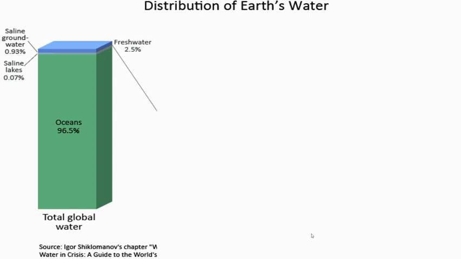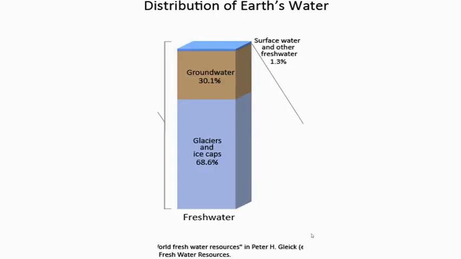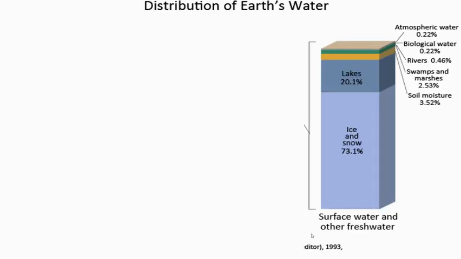So the total global water, most of it is in the oceans, right, 96.5%, and that's all undrinkable, right, because it's full of salt. Fresh water that we can actually use is only 2.5% of the Earth's water. Of that amount, 2/3 of it is in glaciers and ice caps, although that's going down every day. Groundwater is 30%, also not necessarily accessible as the groundwater. And then surface water and other fresh water that's easily accessible is 1.3%.